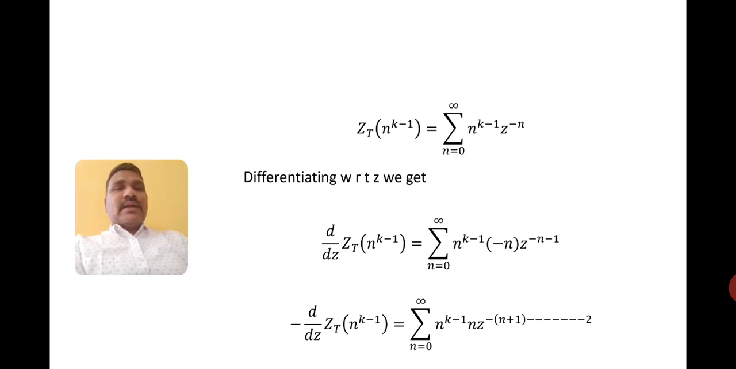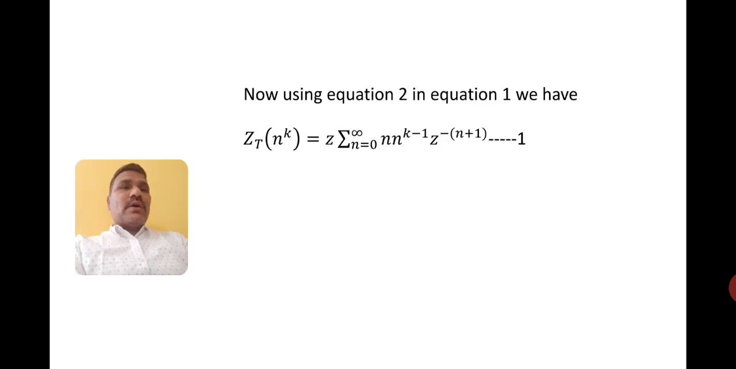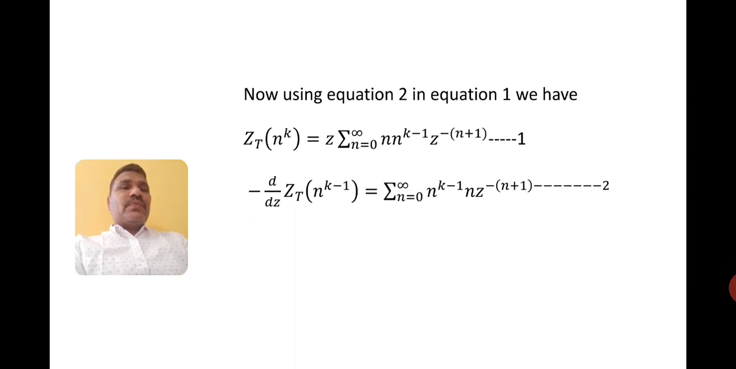Now what I will do is that I got equations 1 and 2. I want to use equation 1 in 2. So this is equation 1 and this is equation 2. Whatever the summation is there, you just see in equation 1, I am talking about only equation 1, z summation n runs from 0 to infinity, n to the power k minus 1, z to the power minus (n plus 1). In place of this summation, I will put the RHS of equation 2. You just see everything is the same, only z is missing.